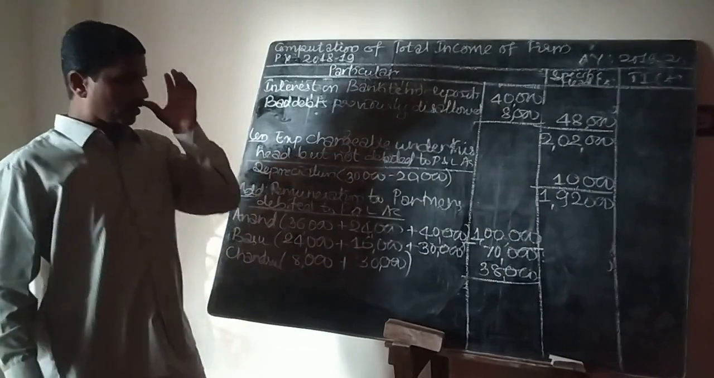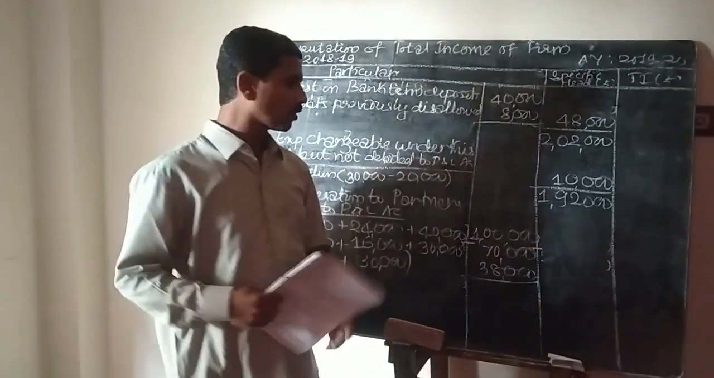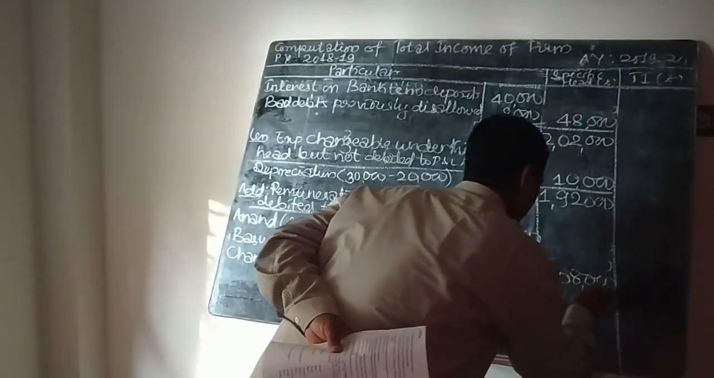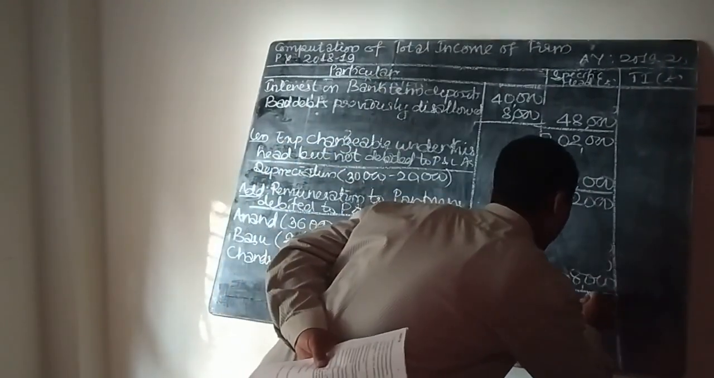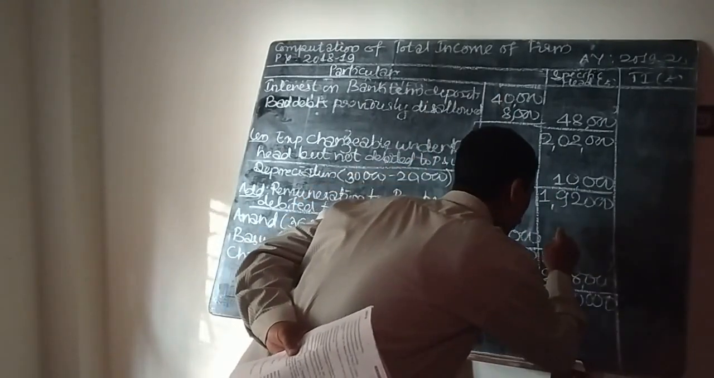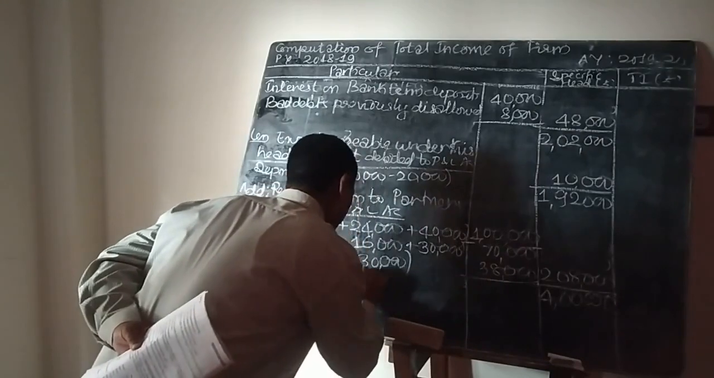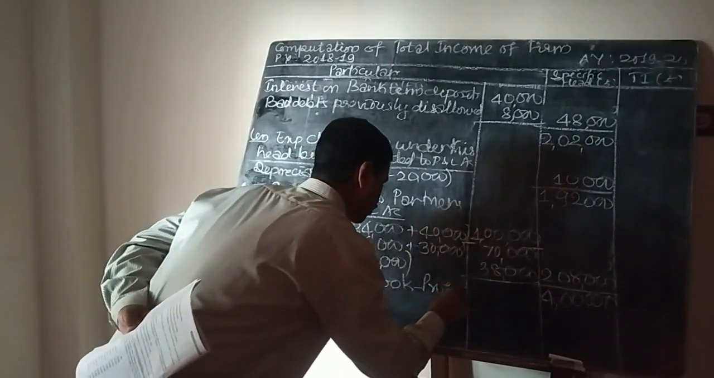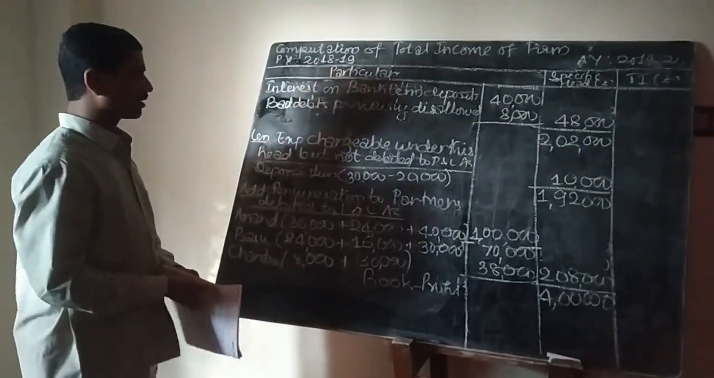So 1 lakh plus 70, 170 plus 30, 2 lakh 8,000. Now you add this 2 lakh 8,000 to 1 lakh 92,000. 8 plus 2 is 10, carry 1, 9 plus 1 is 10, carry 1, so 4 lakhs. This is what we arrive at as the book profit. Dear students, please do remember this book profit is most important here.